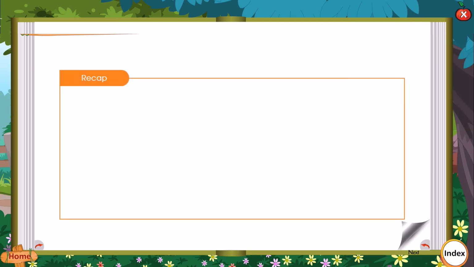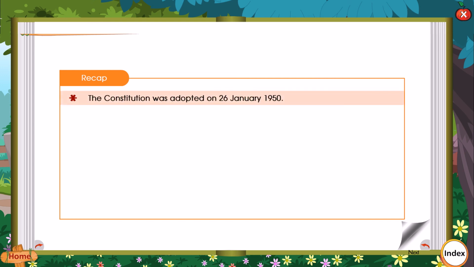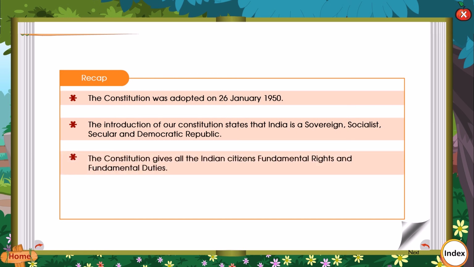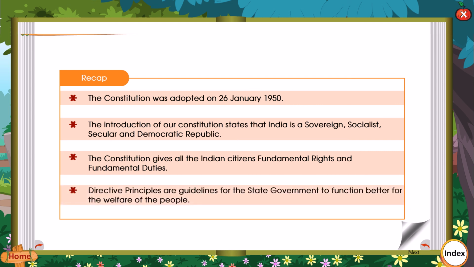Recap. The Constitution was adopted on 26 January 1950. The introduction of our Constitution states that India is a sovereign, socialist, secular and democratic republic. The Constitution gives all the Indian citizens fundamental rights and fundamental duties. Directive principles are guidelines for the state government to function better for the welfare of the people.